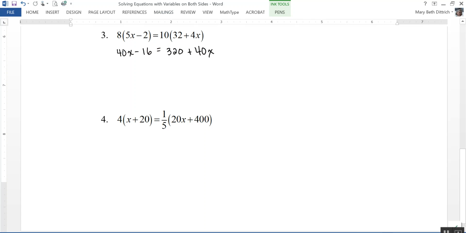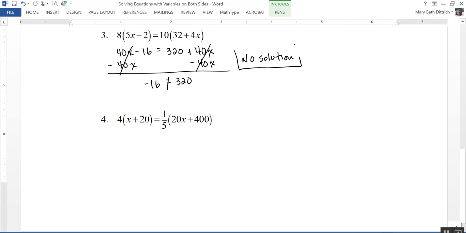Okay, let's get both of our x's on the same side, and I'm going to subtract 40x. And I'm going to subtract 40x. So this makes a 0. So I'm left with 320 over here. This makes a 0. And I'm left with negative 16. Negative 16 is not equal to 320. So the answer to this is no solution.